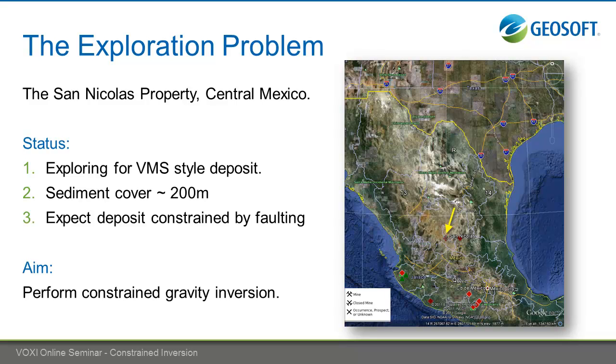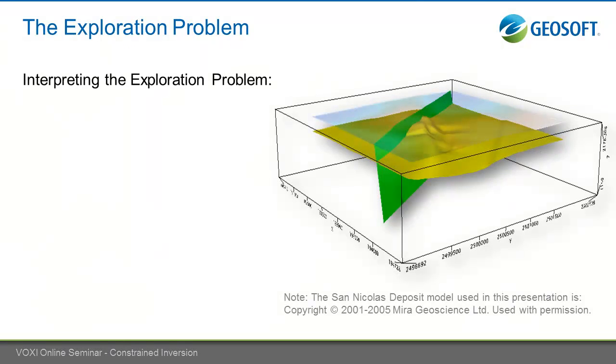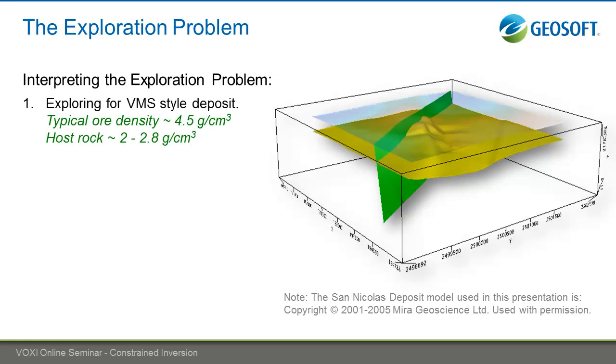So what I want to do now is take gravity data that's been simulated over that structure and then invert it using constraints to try and produce a more useful geologic model. Okay, so the first thing we do is bring our information together in our 3D view so we can see what's happening here. I know that for these styles of deposits, the ore density is maybe between 4 and 5 grams per centimeter cubed, and the host rock in this area is between 2 and maybe 3 grams per centimeter cubed.